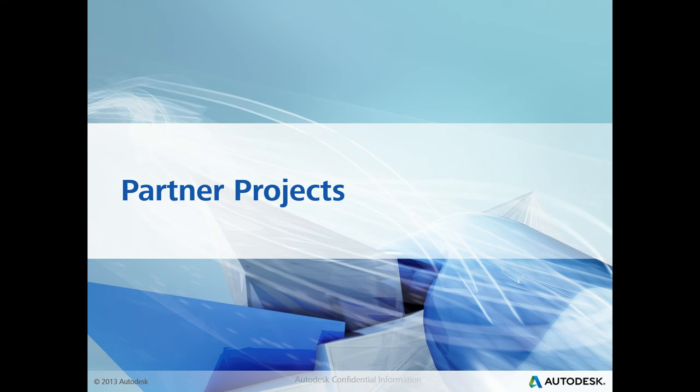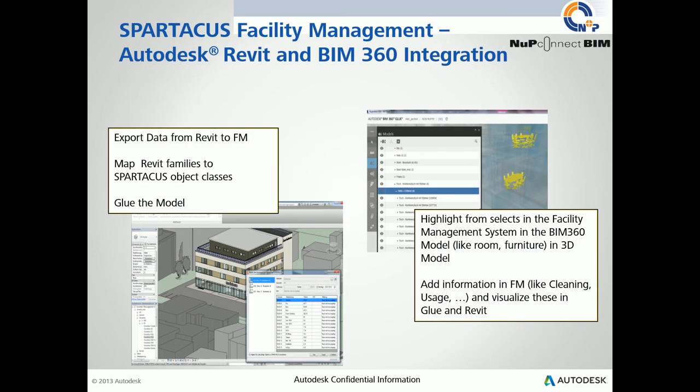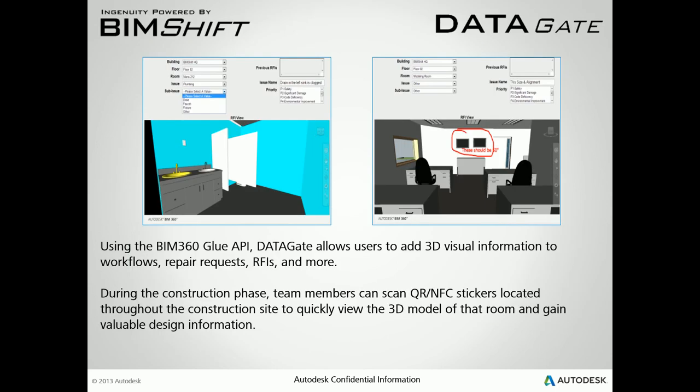So we have a few partners that are working with the API. Here are a few examples. Coins is doing a web-based application to show clashes. Also, SPARTACUS is doing some integration with Revit. And BIM Shift and BIM Gate are using the viewer to show some data with BIM 360 Glue.